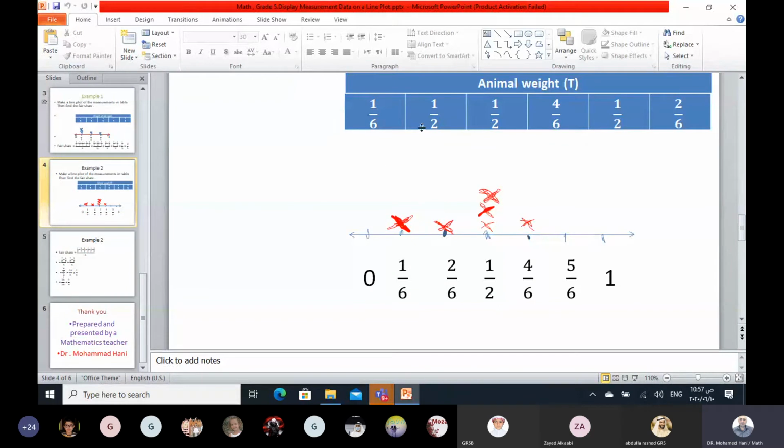Try to add all the numbers inside the data. We can write 1 over 6 plus 1 over 2 plus 1 over 2 plus 4 over 6 plus 4 over 2 plus 2 over 6. Divide by the amount of numbers. How many numbers do we have here? 1, 2, 3, 4, 5, 6.